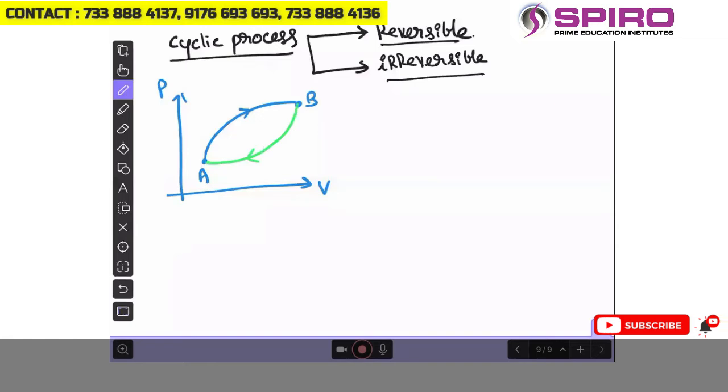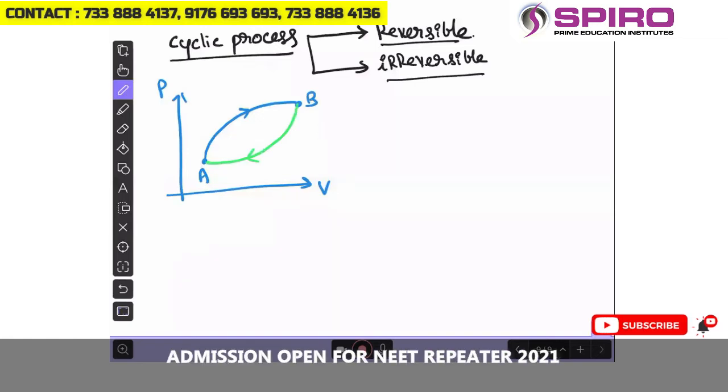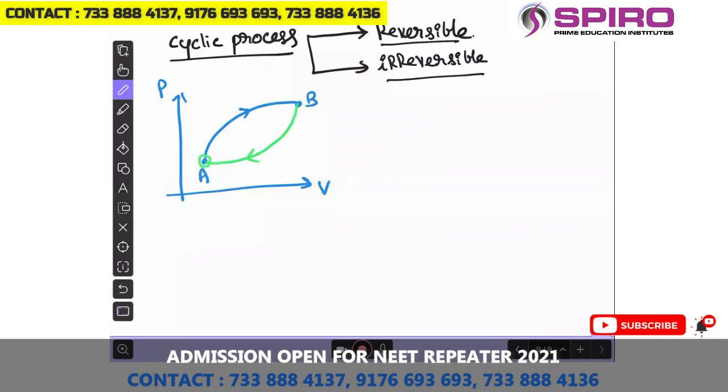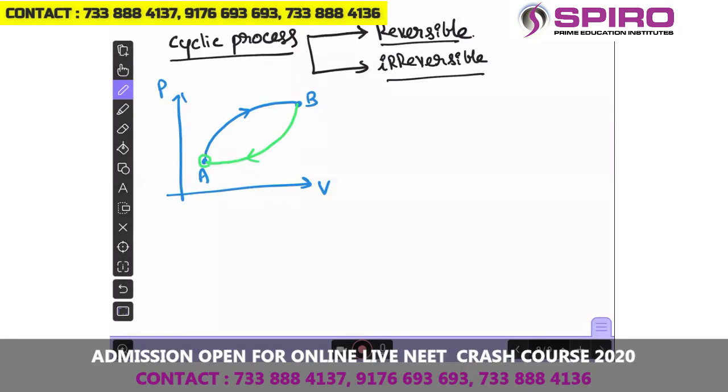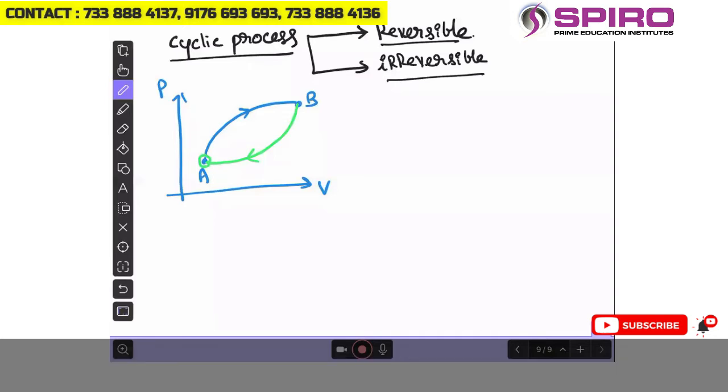Now you see in this process, its starting state is A and the final state is also A, but the path in which it is going is different. A to B is different, B to A is different. If you take a curve, the area enveloped by the AB curve with the volume axis is giving you the work done, right? Overall, it can be taken as a cyclic process.